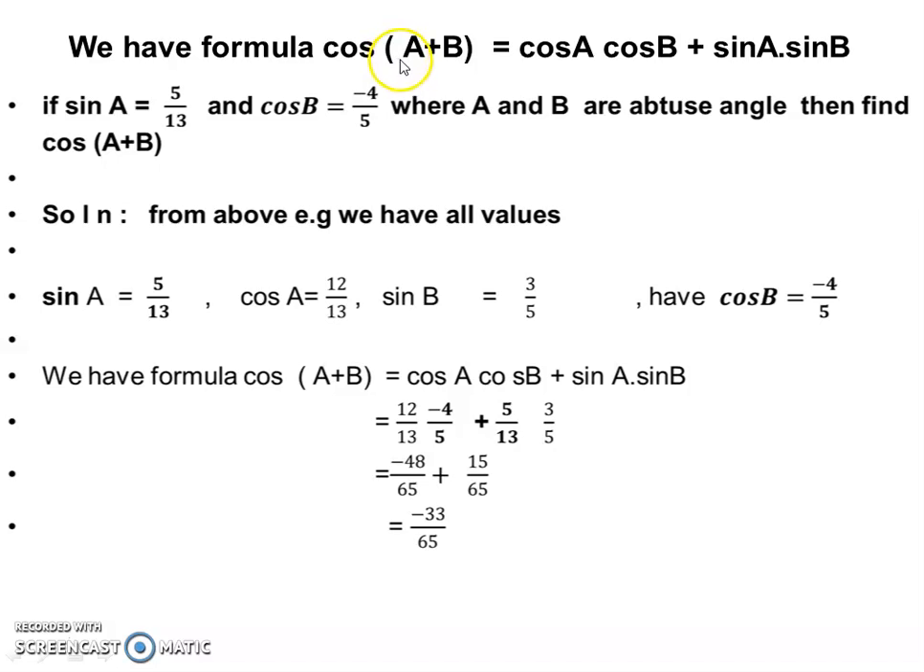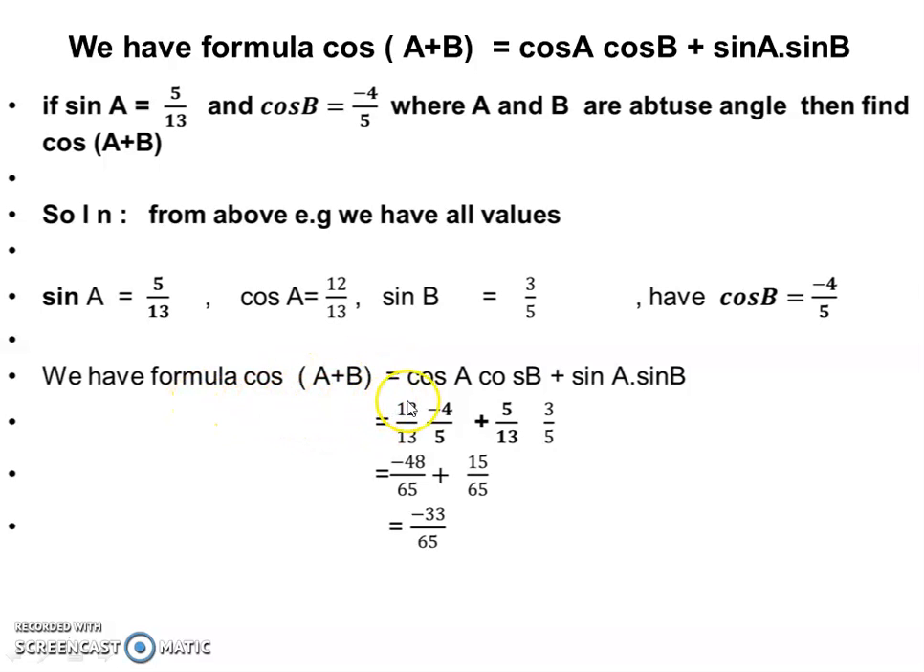Now we have to use the formula cos(A plus B) is equal to cos A cos B plus sin A into sin B. If sin A is 5 upon 13 and cos B is equal to minus 4 upon 5, where A and B are obtuse angles, then find cos(A plus B). From the example, we have the values. Sin A is 5 upon 13, cos A 12 upon 13, sin B 3 upon 5 and cos B minus 4 upon 5. By evaluating the fundamental identity we already have, so we only put the values.